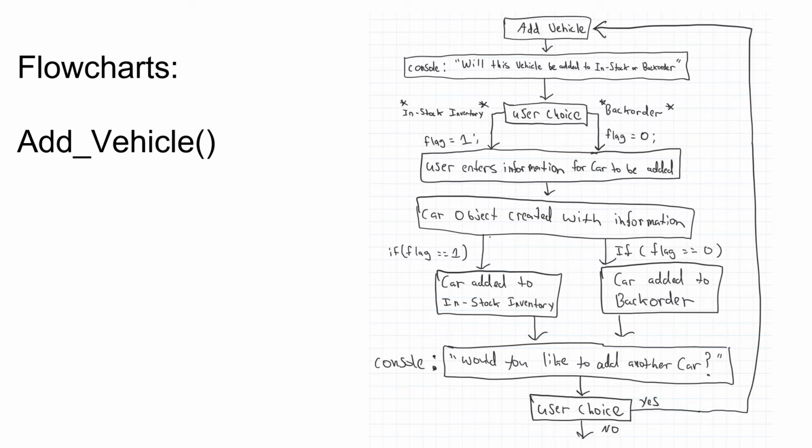If the flag's 1, we add that car object to the in-stock inventory. If it's 0, then we add it to the back order. Then we ask the user if they would like to add another car. If they say yes, we recursively go back into the add vehicle function. If they say no, we go back to main.